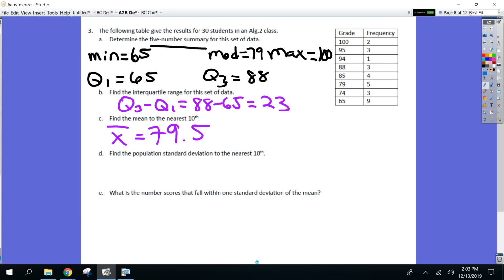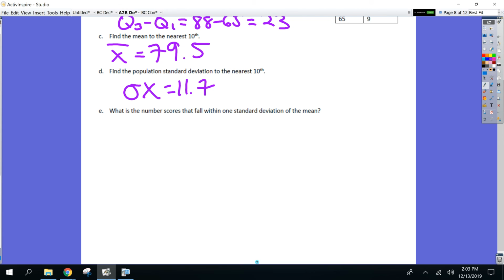79.5? Okay, here we go. What about the population standard deviation to the nearest tenth? 11 point... 7. 8 rounds it to a 7. All right, here we go. This is going to be a little something new we're going to end on here.